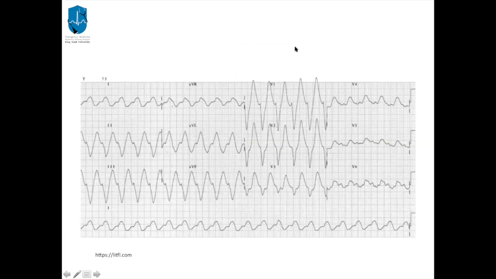And how do we treat it? We give boluses of sodium bicarb. You can give 2 to 3 amps at a time. And you keep the ECG on the patient and you keep repeating ECGs until you see the QRS narrowing.